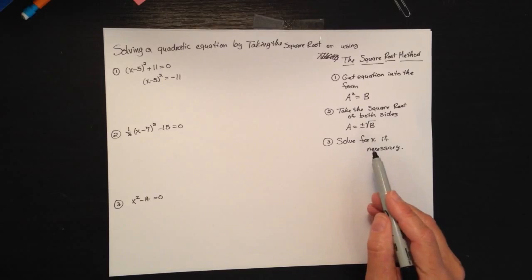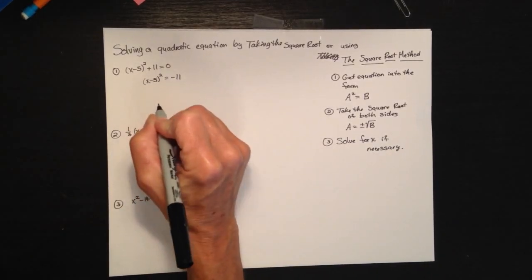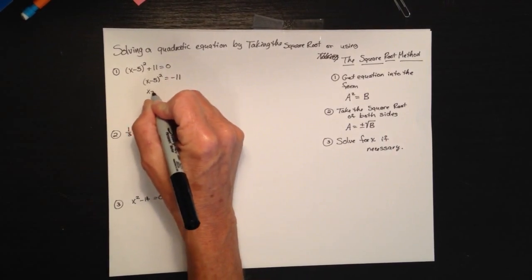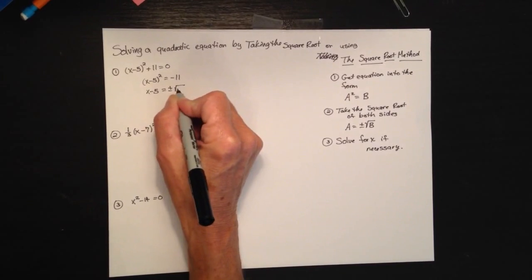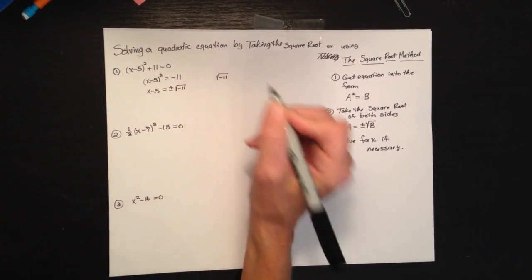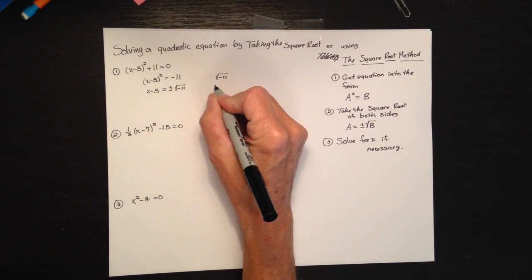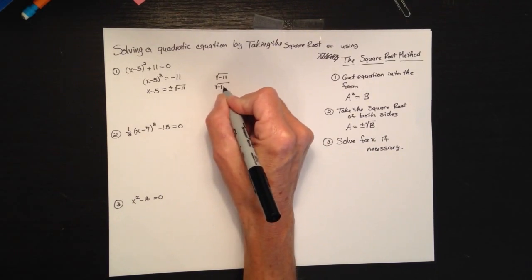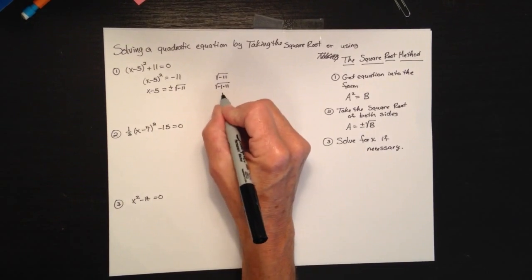So the square root of something squared is simply that something. So the square root of (x minus 5) squared will be x minus 5 equals plus or minus the square root of negative 11. Now I want to look at the square root of negative 11. When you have a negative under a square root sign, that's where imaginary numbers come from. You want to think of this as the square root of negative 1 times 11. This square root of negative 1 is defined to be i.